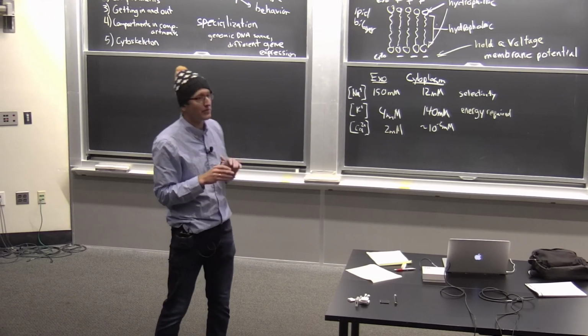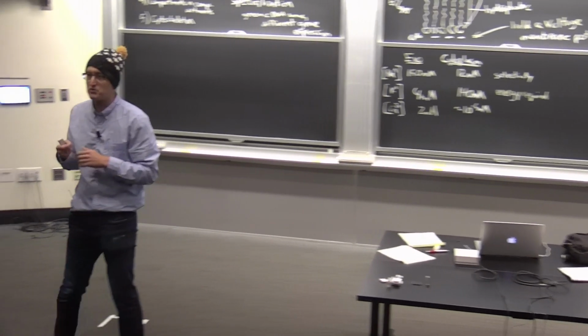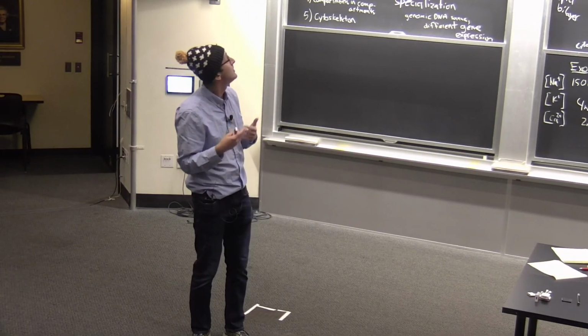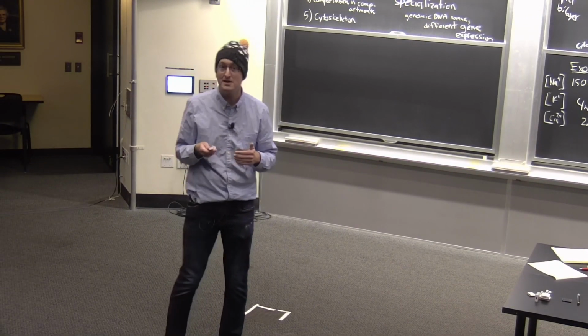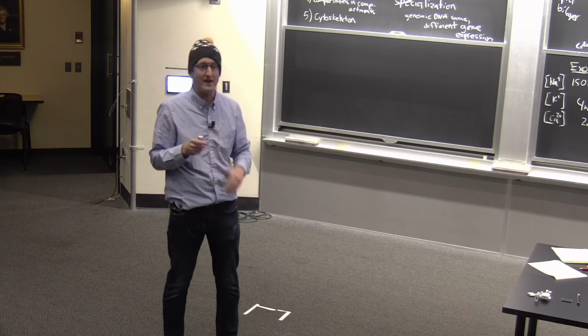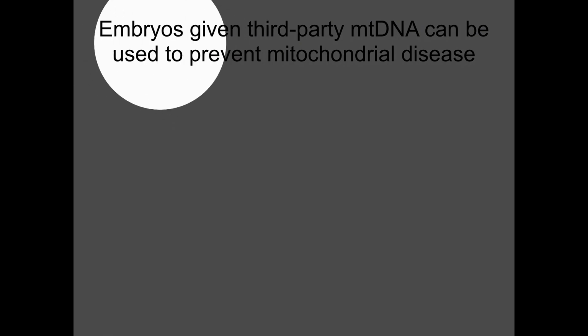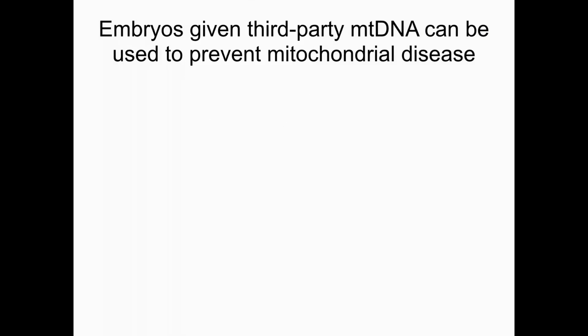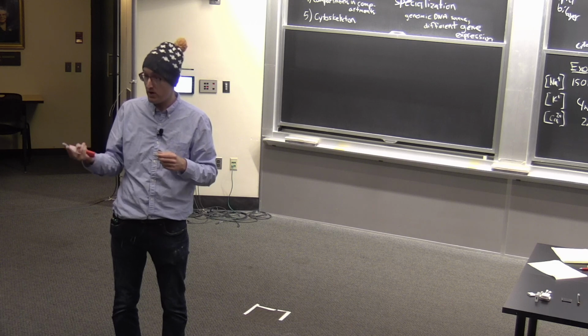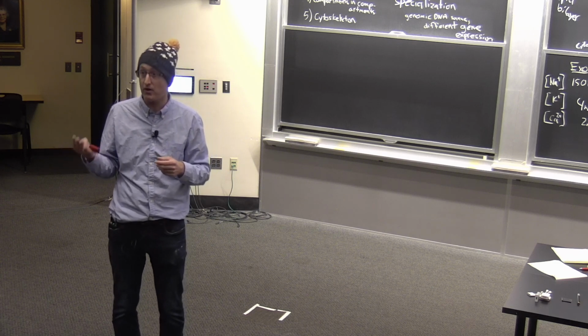I just want to point out that in the news recently, there's been talk of 3-parent babies, and I just want to explain to you what that is, okay? So eggs that have the nuclear DNA from 2 parents can then be given mitochondrial DNA from another parent. So these 3-parent babies are essentially babies that have nuclear DNA from 2 parents, but mitochondrial DNA from a 3rd parent.